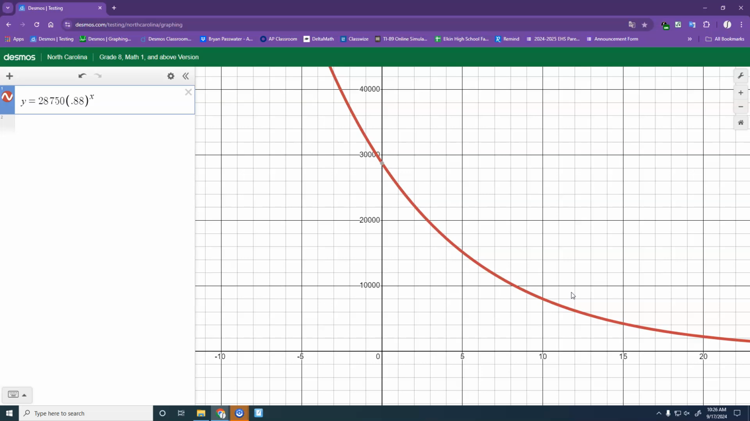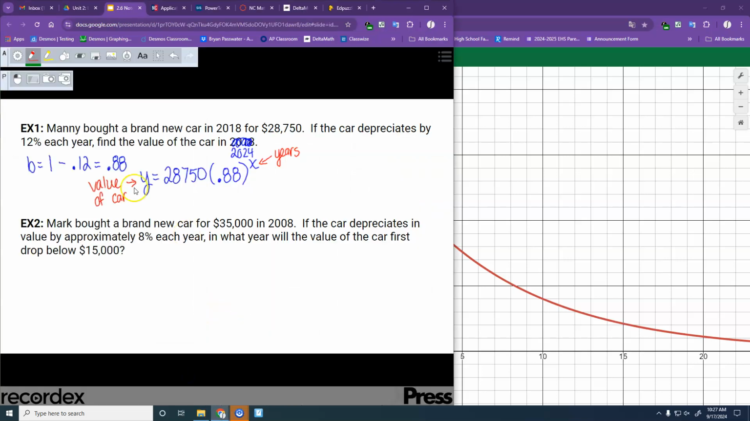Now, I still haven't even answered the question. Answering the question is way easier than my lecture on your financial future here. What do we need to know in this particular case? The value after 6 years, where am I going to plug that 6 in? Where the X is.